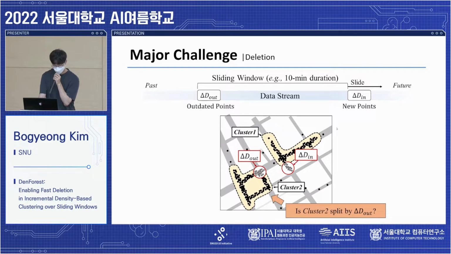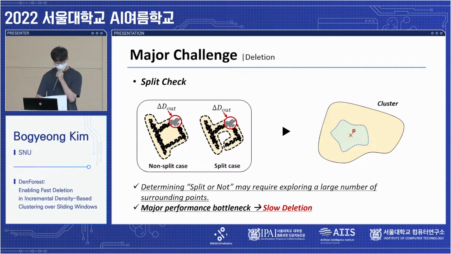Then let me introduce a major challenge to achieve our goal. The major challenge in this task is processing of deletion. As the sliding window slides over time, new data points will be inserted to the window, and outdated points will be deleted from the window and also deleted from the clusters. In the deletion process, we have to determine whether the cluster is split or not by the deleted data points. This procedure is the major performance bottleneck. This is because we have to explore a large number of surrounding data points in addition to the deleted points.